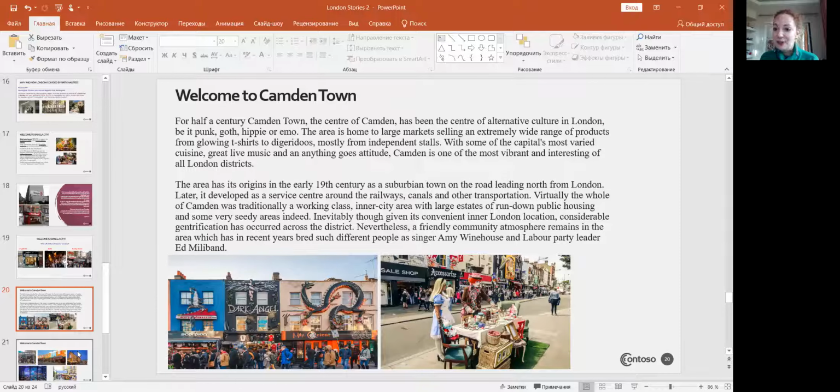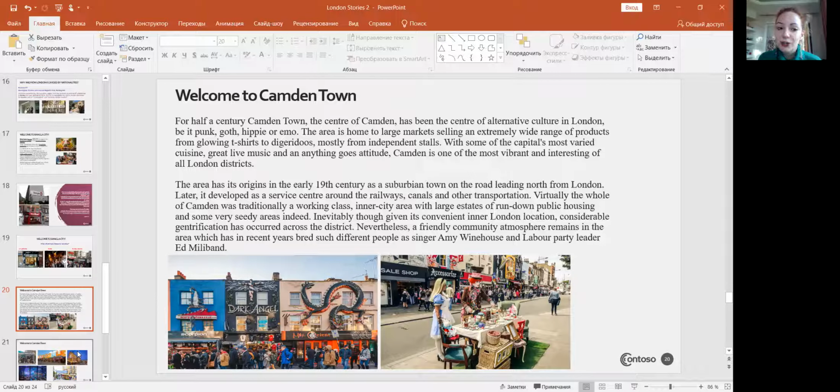Another area that I adore is Camden Town. For half a century, Camden Town, the center of Camden, has been the center of alternative culture in London. Be it punk, goth, hippie, or emo, and now it's, of course, a hipster area. The area is home to large markets selling an extremely wide range of products, from glowing t-shirts to didgeridoos, mostly from independent stalls. With some of the capital's most varied cuisine, great live music, and an anything-goes attitude, Camden is one of the most vibrant and interesting of all London districts.